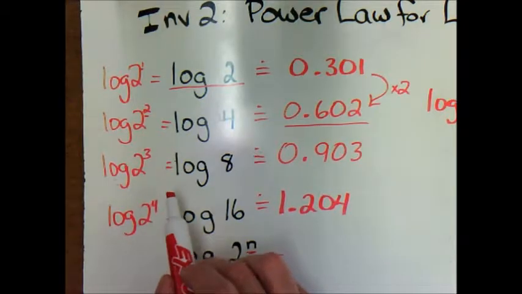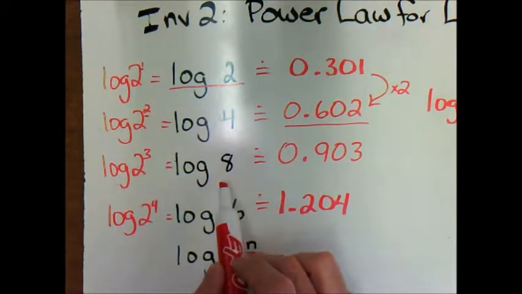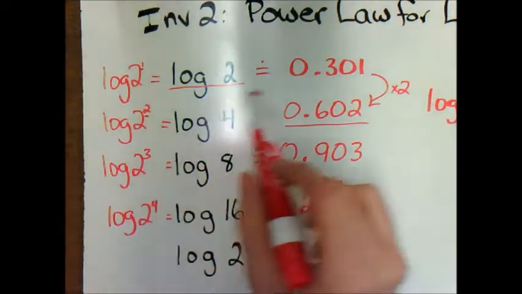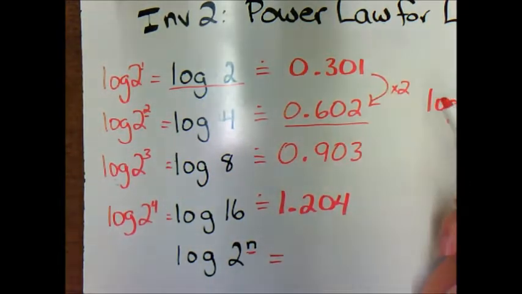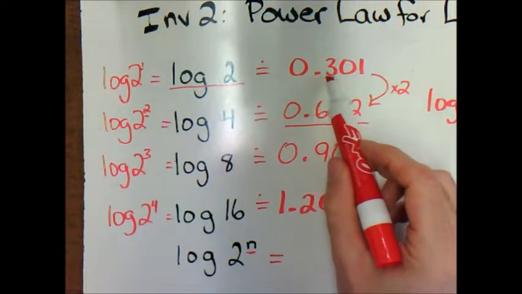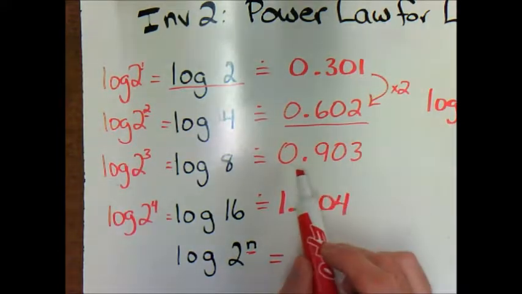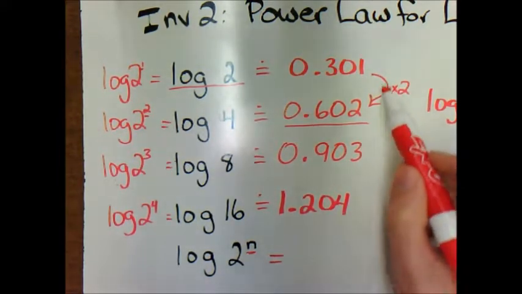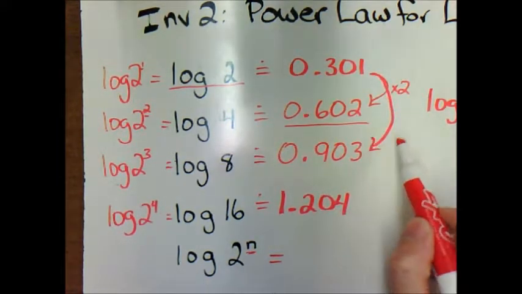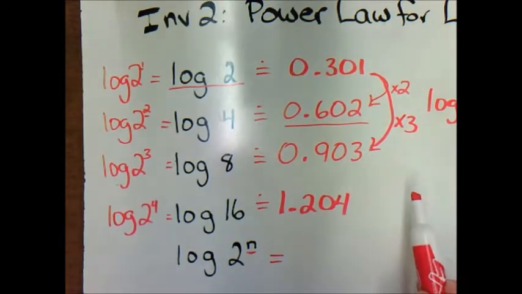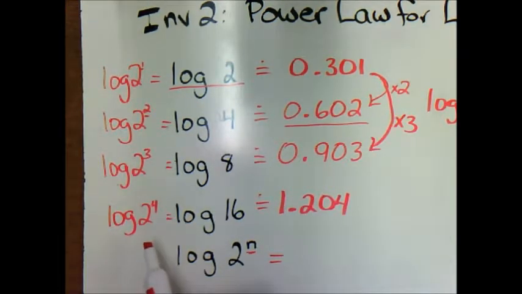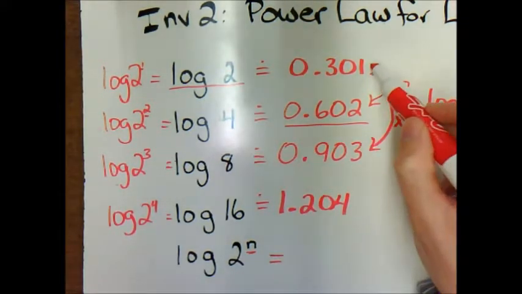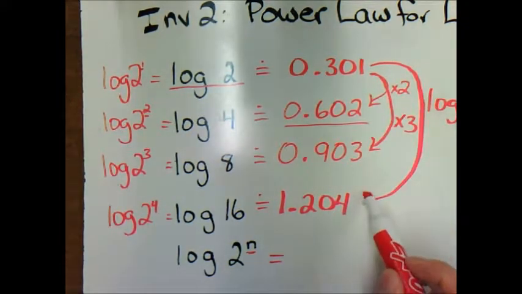To get to the log of 8, we've taken the log of 2 and multiplied it by 3. 3 times 0.301 will be 0.903. To get from here to here, we're multiplying by 3. Log of 16. We've really just taken the log of 2 and multiplied it by 4. We can see that right here.